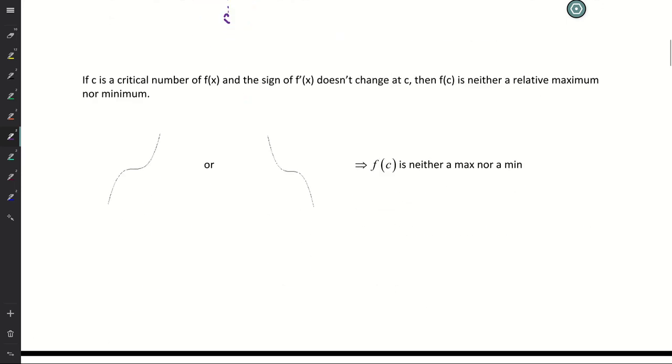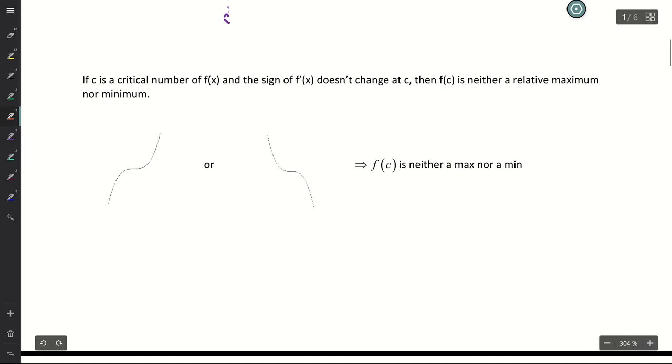And then the third part of the first derivative test states that if c is a critical number of f of x and the sign of f prime of x doesn't change at c, then f of c is neither a relative maximum or minimum. So just because we have a critical value doesn't always imply that we're definitely going to have a relative max or minimum. Sometimes the sign doesn't change.